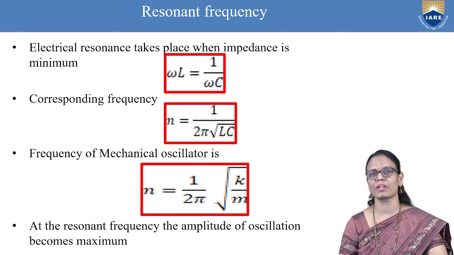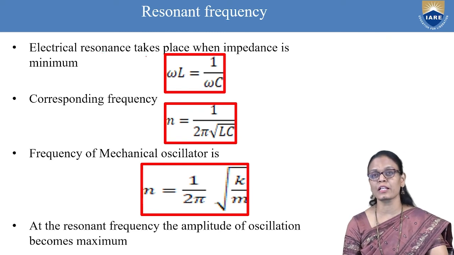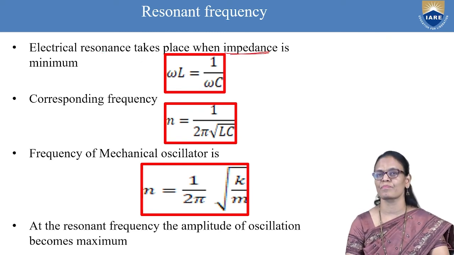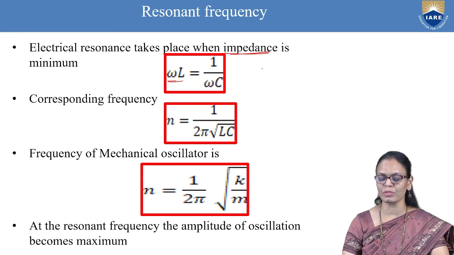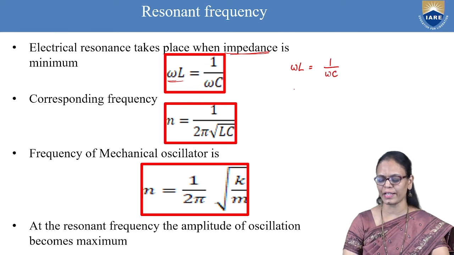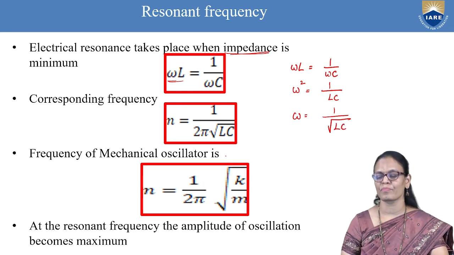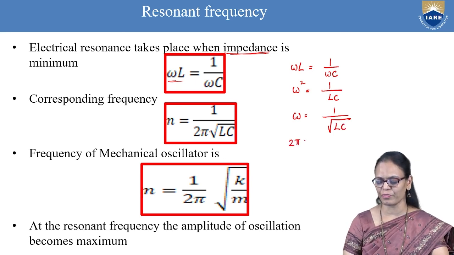Now coming to the resonant frequency. Electrical resonance takes place when the impedance is minimum. So when is the impedance minimum? When omega L is equal to 1 by omega C. So omega L is equal to 1 by omega C means I can also rewrite it as omega square is equal to 1 upon LC, or omega is equal to 1 upon under root LC. We know omega is equal to 2 pi F. Angular frequency is given by 2 pi F is equal to 1 upon root LC.